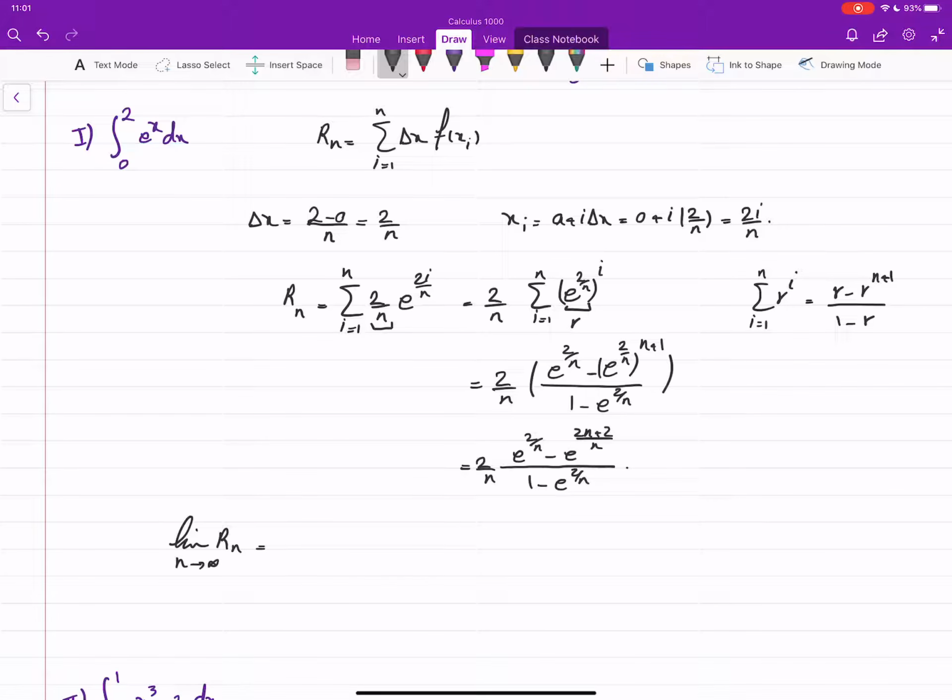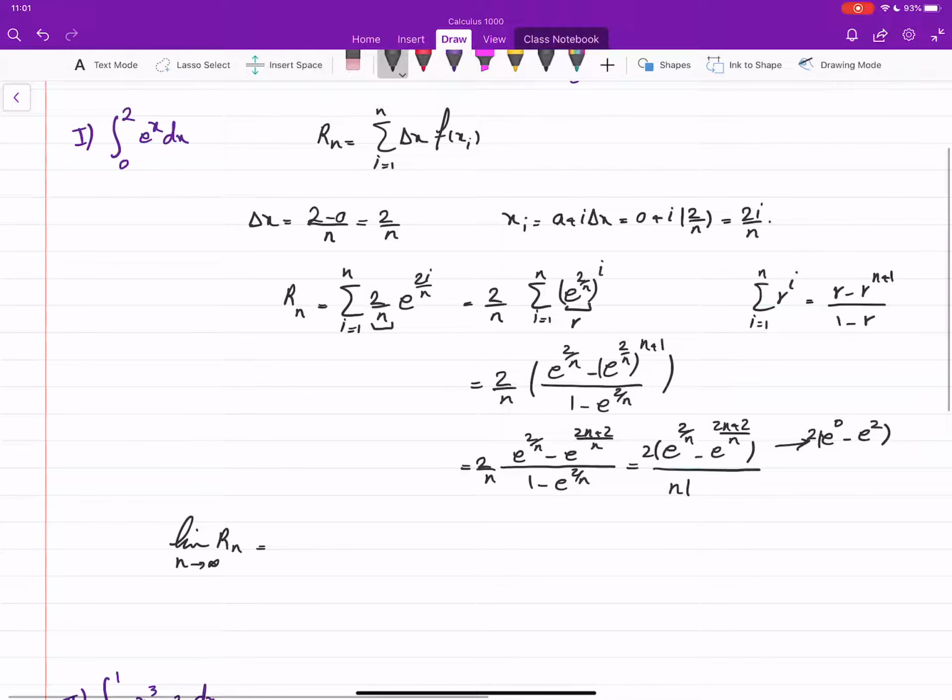See, the limit of the numerator, which is 2 times e to the power 2 over n minus e to the power 2n plus 2 over n. The limit of the numerator is, well, the first one, e to the power 2 over infinity, is 0. So e to the power 0, minus, there's a 2 multiplied. As n goes to infinity, this will be e squared. So this is going to be the numerator. The limit of the numerator is 2 minus 2e squared.